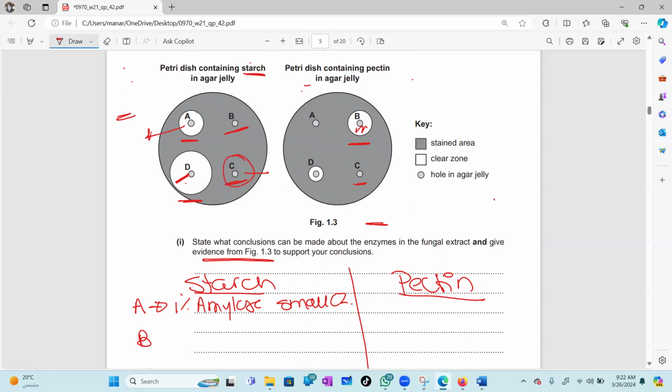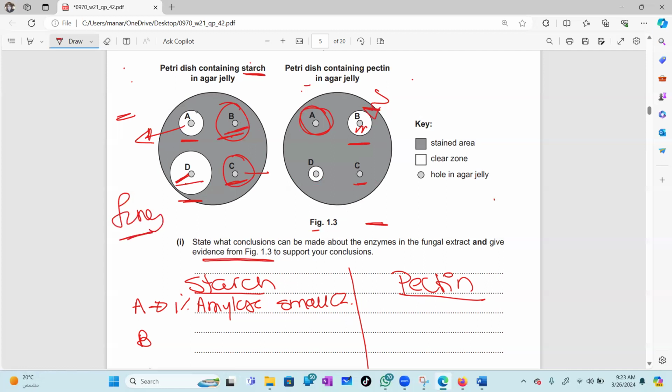A contains 1% amylase. A will break down the starch. Here there is no starch, that's why A did not break down anything and there was no clear zone. B is 1% pectinase. That's why B broke down some pectin in the second Petri dish and not the first one. D is the fungal extract.